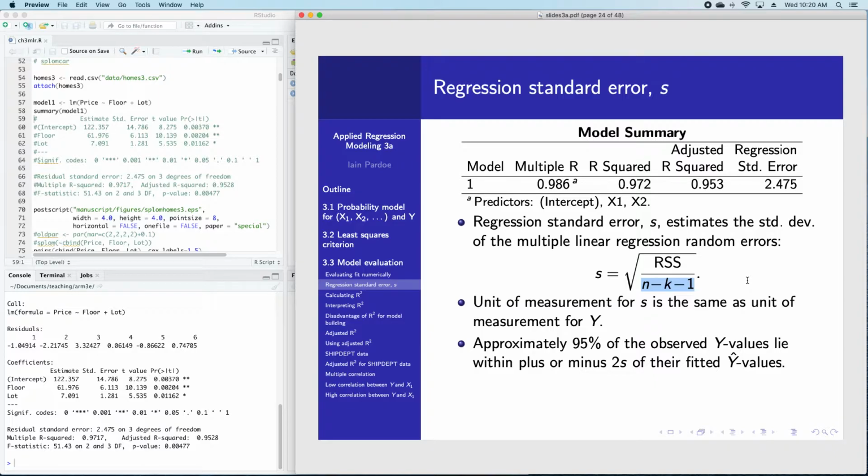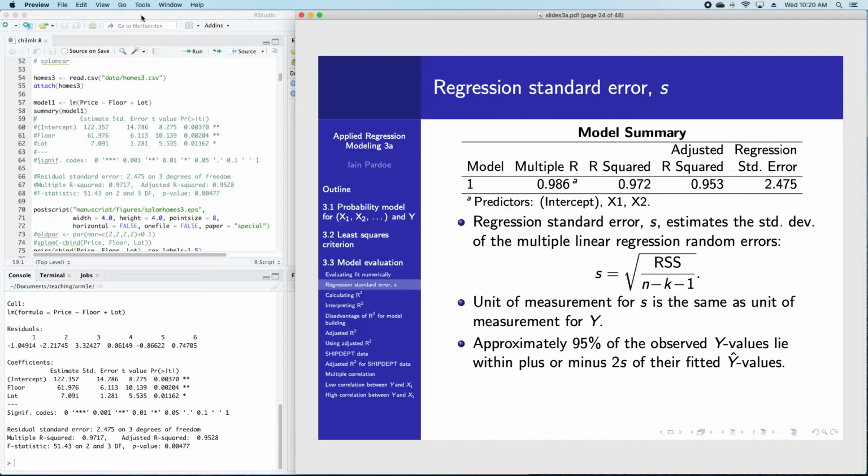So if we have k predictors in our regression equation, we have a regression parameter for each one of those predictors, and we also have the y-intercept regression parameter b0. So in total we have k plus 1 regression parameters, and if we do n minus (k plus 1), we can simplify that as n minus k minus 1. So that's the reason for the n minus k minus 1 in the denominator of this formula.